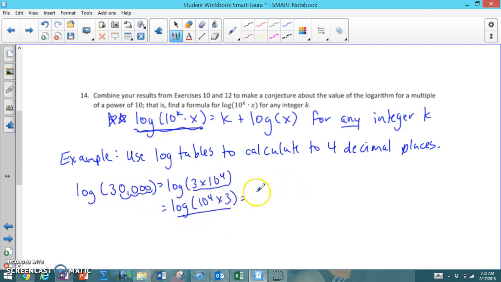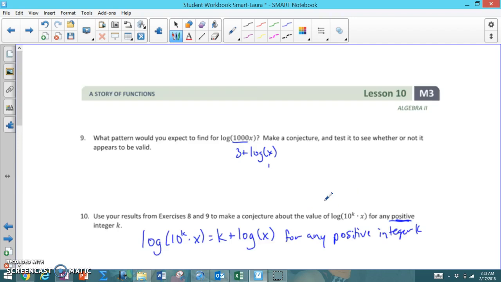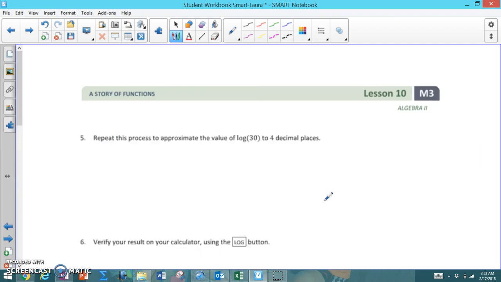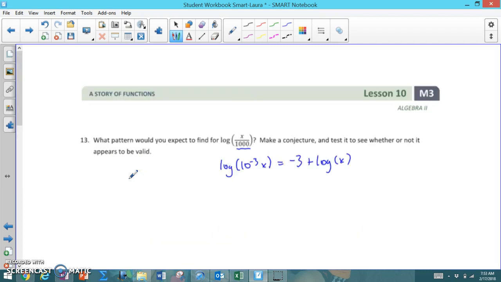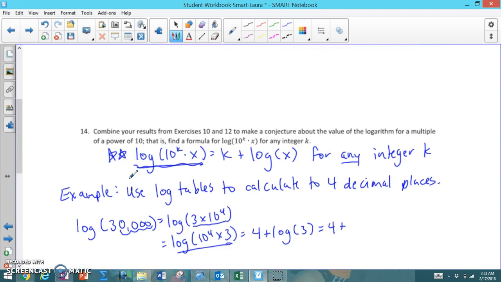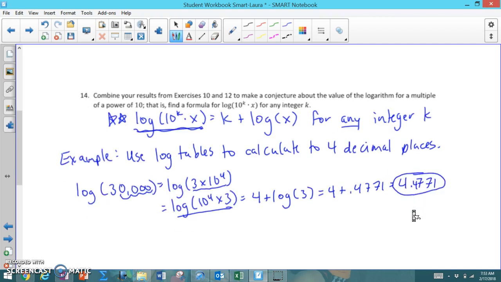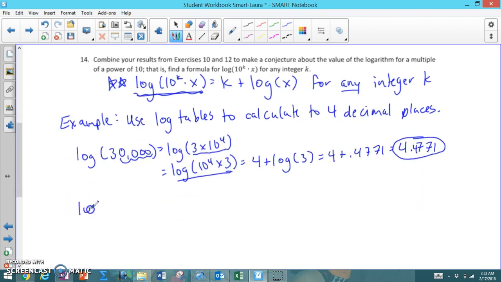And now I see log base 10 of 10 to the 4th is 4 plus log of 3. And the way I use my log tables is I go back, so I'm going to have 4 plus whatever log of 3 is. If I don't have a calculator, I would need a log table. So, I'm going to go back to our log table. I go to this spot, log of 3 on my calculator is 0.4771. So I'm going to add 0.4771. So my final answer is 4.4771. So again, on a problem like these, we would have to give you the log table because you wouldn't have a calculator. Let's try one more.